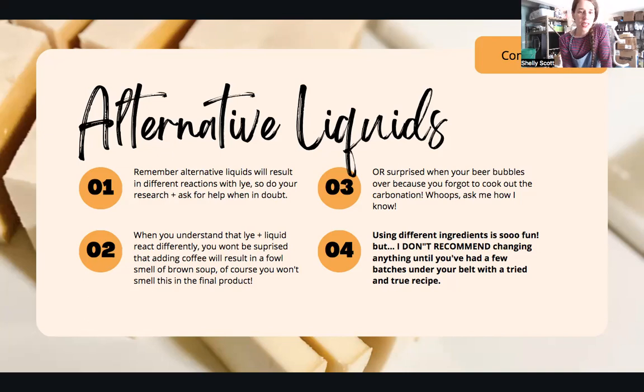And number 4, using different ingredients is super, super fun. But I actually don't recommend you changing anything until you've had a few batches under your belt with some tried and true recipes. Today in your handout for simple soap making for beginners and your 3 basic recipes, these recipes are all I used when I was a baby soap maker. And so these are tried and true, but even though they're my recipes giving them to you, you need to run them through a lye calculator.